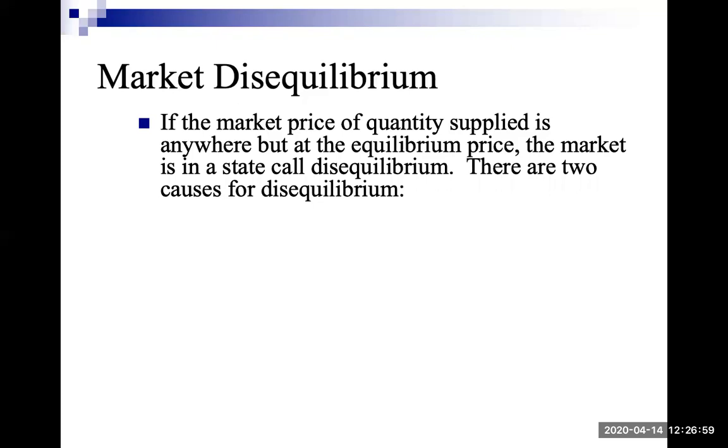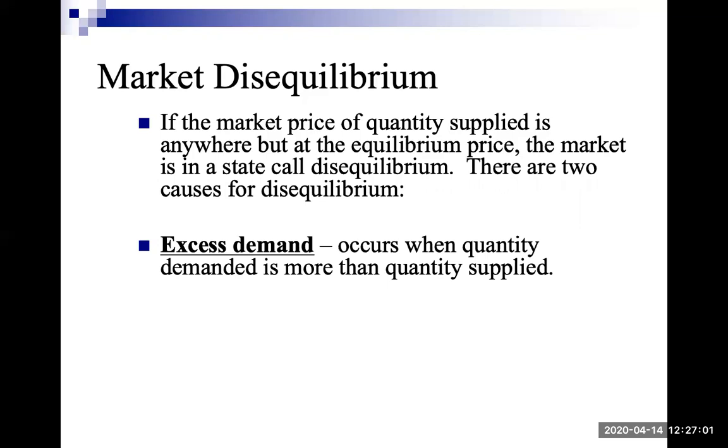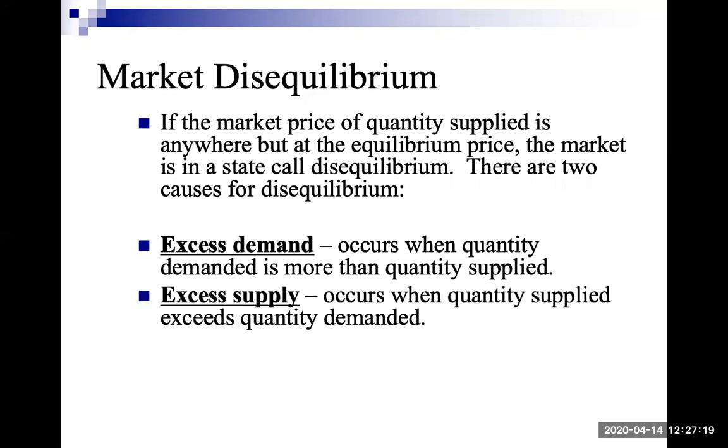So a couple of things can cause the disequilibrium. One is excess demand. There's actually too much demand for what the quantity supplied can sustain. This is something that we're seeing with face masks and hand sanitizer and toilet paper. The demand for these goods right now is much greater than what can be supplied. And then the opposite of this is excess supply, where you have too many things supplied and there's not enough demand for it. And so ultimately you're not going to sell as many items.